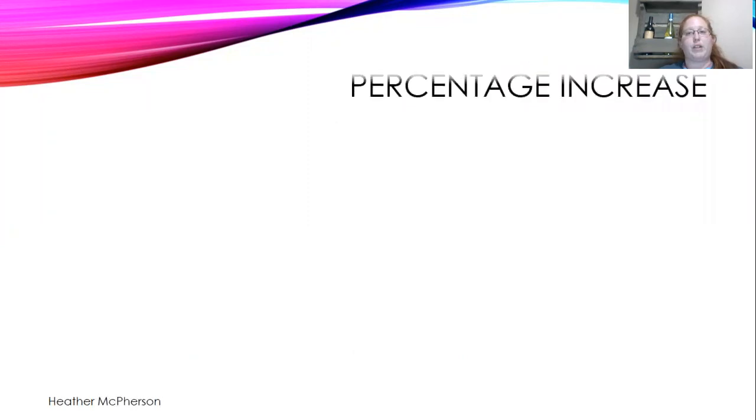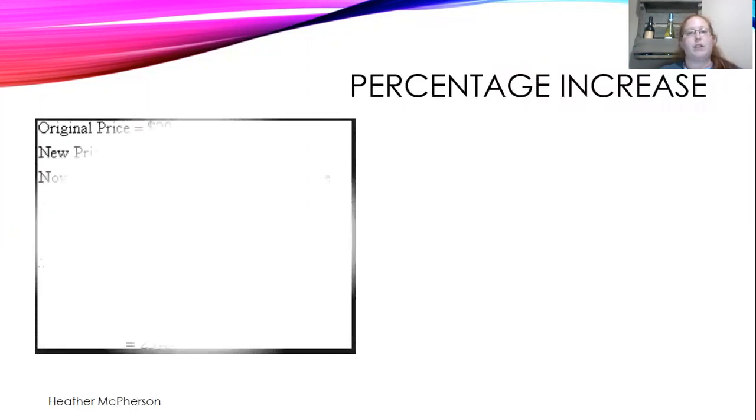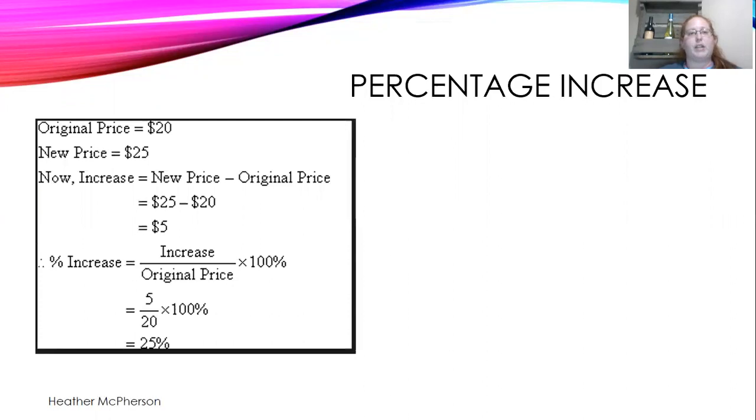Let's take a deeper look into percentage increase. The problem that I have here: your original price is $20 and the new price is $25. In order to find the increase, remember you take the new price and subtract the original price. So 25 minus 20 is $5. Now you're going to take that increase, which is the $5, divide it by the original price, which is 20, and then multiply it by 100%. So 5 divided by 20 times 100% is going to equal 25%.